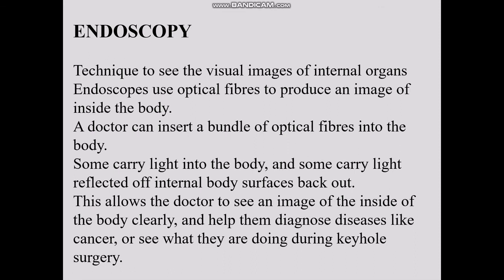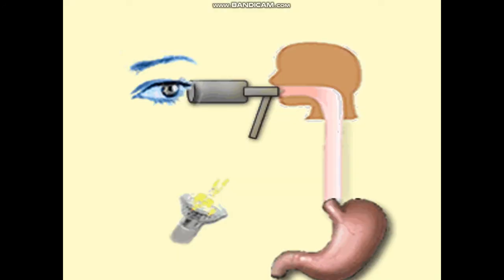This allows the doctor to see an image of the inside of the body clearly and helps them to diagnose diseases like cancer or see what they are doing during keyhole surgeries. Now, here you can see how the endoscopy is taking place. There's a light traveling from a device entering the body. It suffers reflection and it can be seen through the telescope by the doctor.